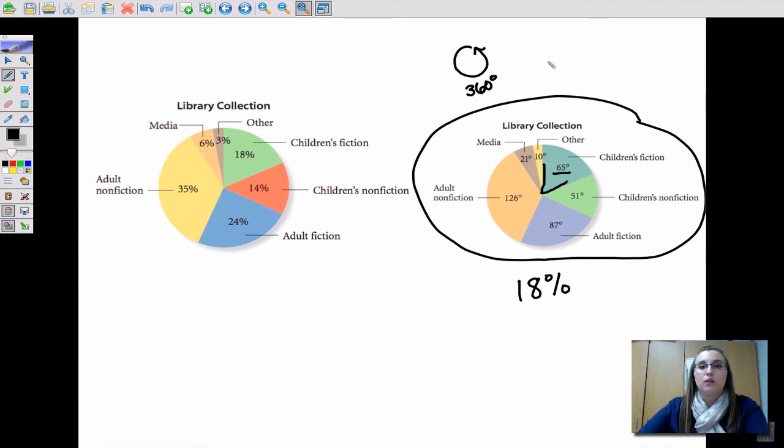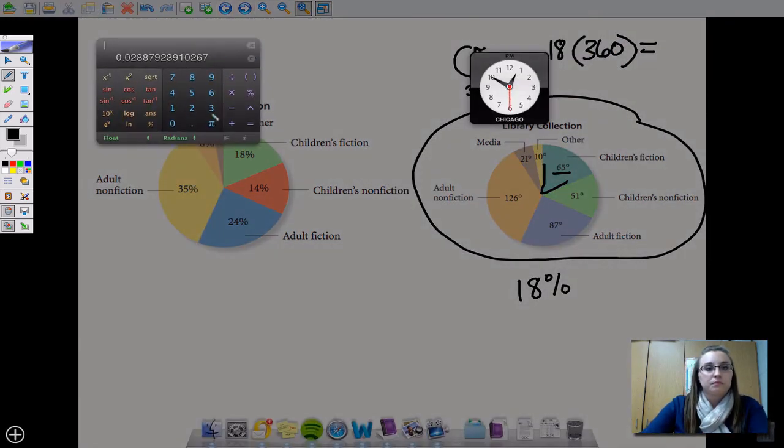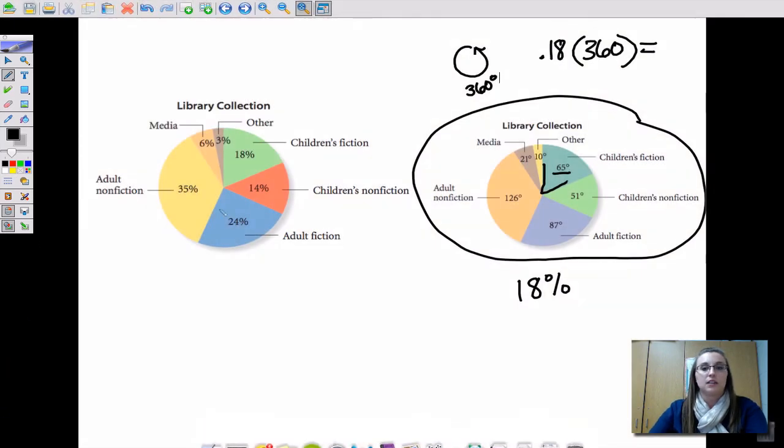So when we want to find that, we're going to take 0.18 times 360, which gives me my 64.8, which they rounded up to 65 degrees. So that tells you how many degrees each section should be. You're just going to take the percent of the whole number of degrees in a circle to help you figure out how big each section should be.